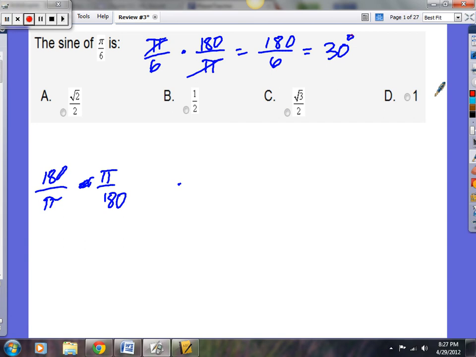So 30 degrees. All of your trig is going to come from the 30, 60, 90 triangle, or the 45, 45, 90. So let's just draw one real quick. And let's make this 30, 60, 90. Now, with the 30, 60, 90, you don't need to memorize anything. That's the beauty of it.